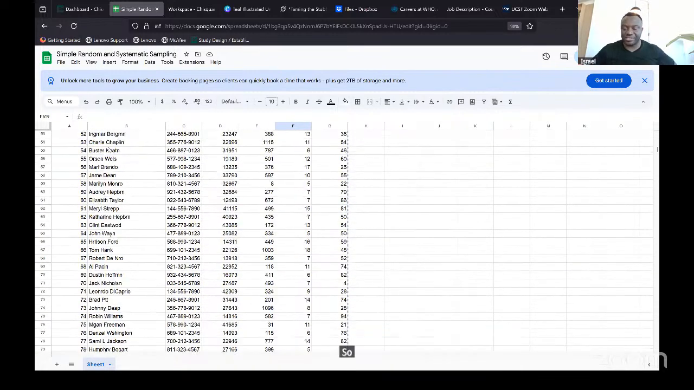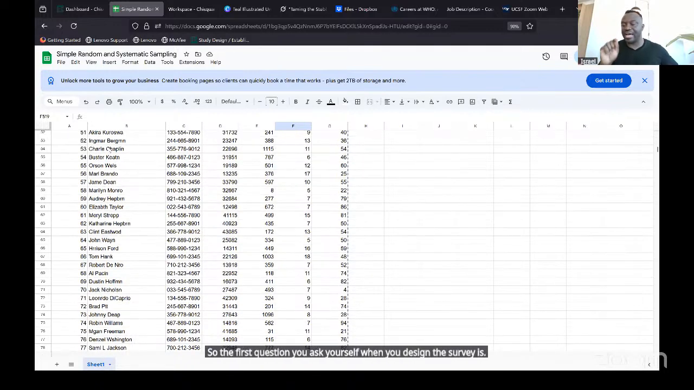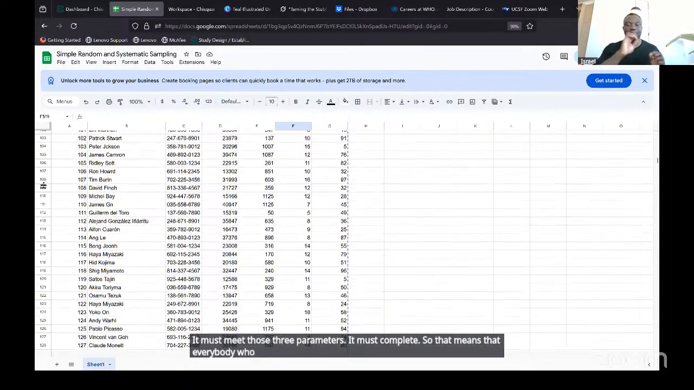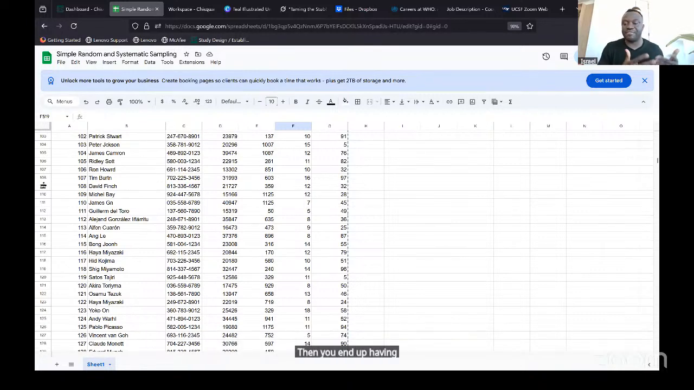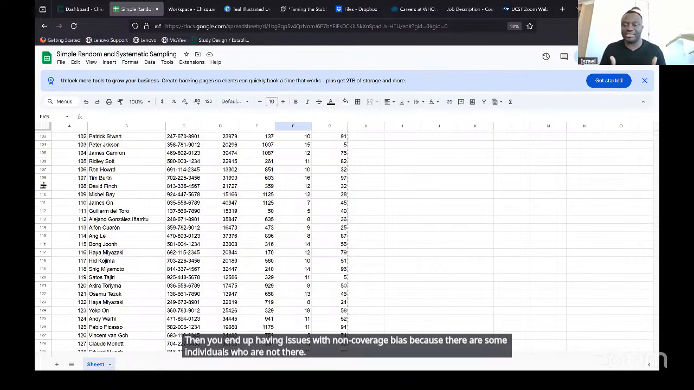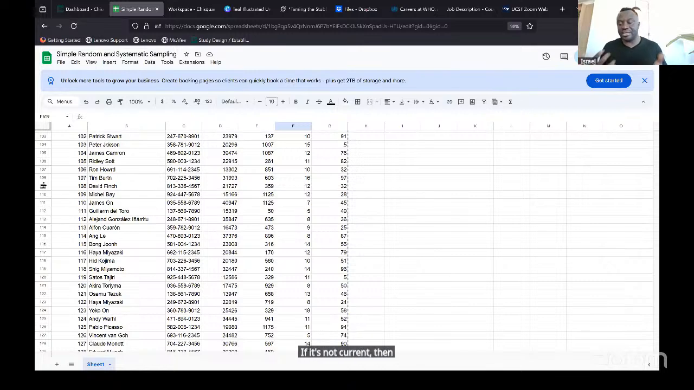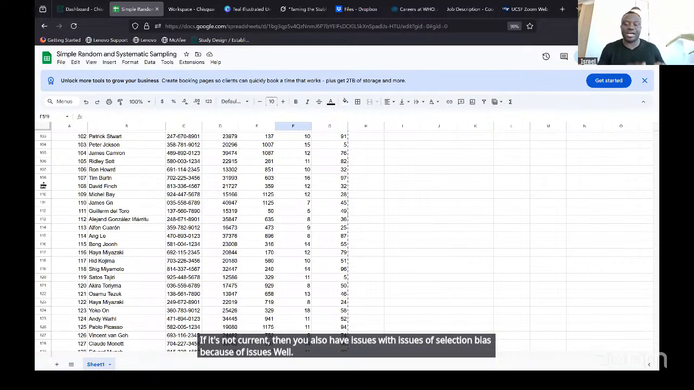So the first question you ask yourself when you design a survey is, do I have a sampling frame that is what we call the 3 C's: complete, correct, and current? It must meet those 3 parameters. It must be complete. So that means that everybody who works in that hospital must be on this list. If it's not complete, then you end up having issues with non-coverage bias because there are some individuals who are not there. If it's not current, then you also have issues of selection bias because your sampling frame doesn't capture the current reality. And so the results may not be generalizable.